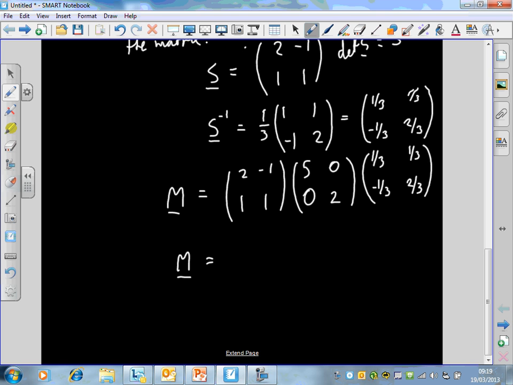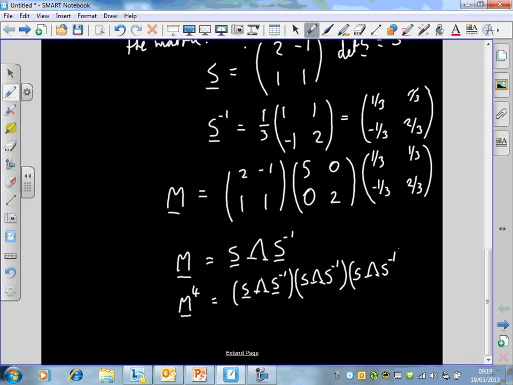Now the beauty is, let's examine that equation again. M equals S D S inverse. Let's say we want to work out M to the power of 4. Now M to the power of 4, we'd have to multiply M by itself 4 times if we didn't know how to do this. So this becomes S D S inverse multiplied by S D S inverse, and so on. Make sense?